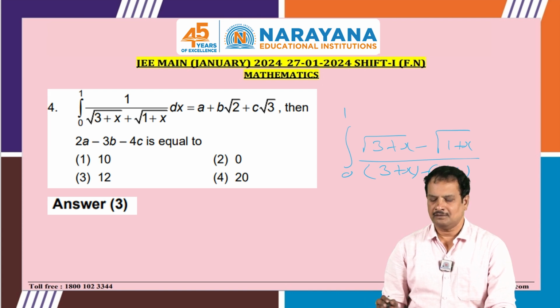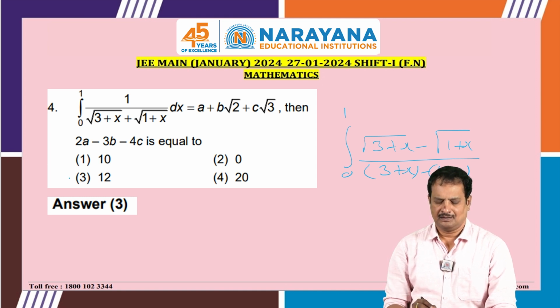So what is the integral of this one? The integral of x power n is x power n plus 1 by n plus 1, and 3 plus x is just a linear factor. So straight away we can write down the integral of this one, the integral of the second one, and then the value at the upper limit minus the value at the lower limit, and that should be compared with the RHS. Thereby you will be knowing the ABC values. So when you substitute the ABC values in 2a minus 3b minus 4c, you will be getting 12 as the answer for this one. It's a very simple problem from the definite integrals. Okay, now let's go for the next question.